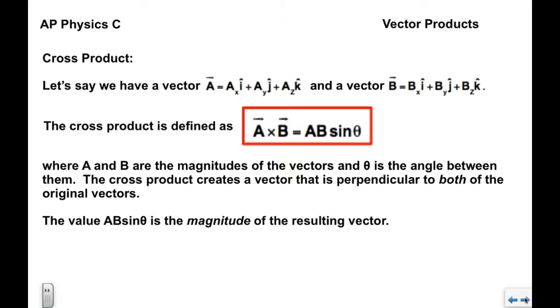Now the cross product is a little more complicated. It's going to yield a vector result. So we'll take the same two vectors and we'll cross them. Again, the cross product is defined as A cross B equals AB sine theta. Again, A and B are the magnitudes of the vectors, and theta is the angle between them. The cross product creates a vector that is perpendicular to both of the original vectors, or perpendicular to the plane produced by the two original vectors. The value of AB sine theta is the magnitude of that resulting vector.